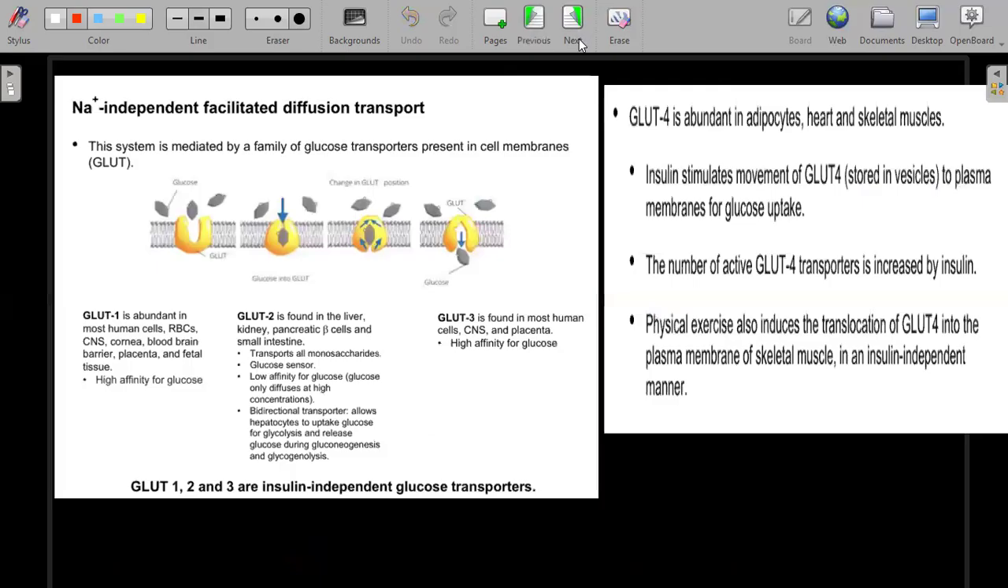Okay, the other type of transport we mentioned is the sodium independent facilitated diffusion type of transport, where the GLUTs actually fall. So I made mention of the types of GLUT. We have GLUT1, GLUT2, GLUT3, and GLUT4. So for the GLUT1, GLUT2, and GLUT3, these are actually insulin independent glucose transporters. Okay, unlike the GLUT4, which is actually an insulin dependent transporter.